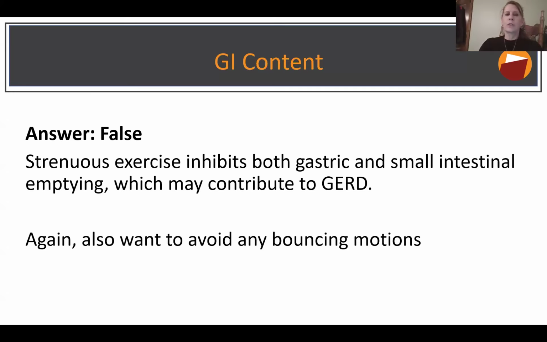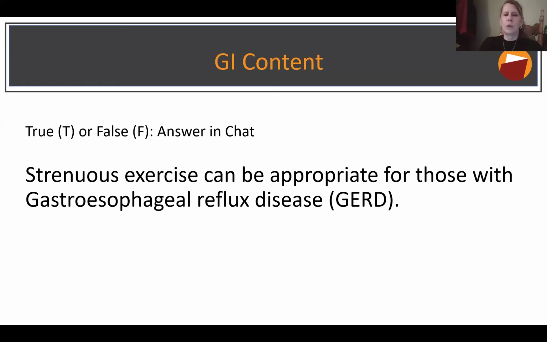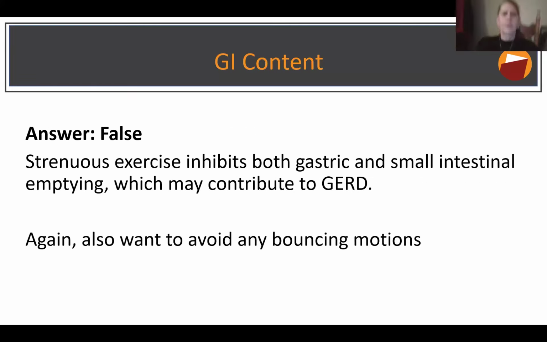Also, strenuous exercise does inhibit gastric and small intestine emptying, which can contribute to GERD. But again, if they're exercising at a time not close to when they ate a meal, it would be fine. So I feel like this answer could be true, it could be false. And so reading that, I don't really like that question now. So I'm going to probably change it to severe issues with GERD, and then or around meal time. And then the answer would be no, we wouldn't do that.